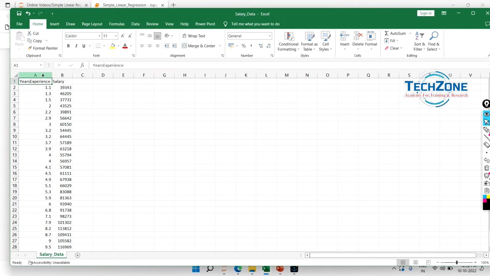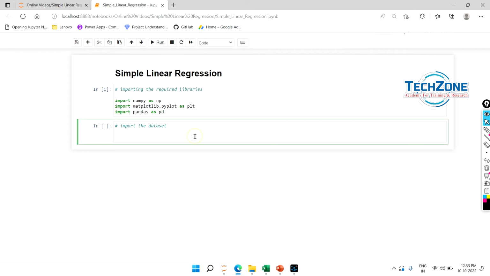These are our x values, independent variables. Based on this years of experience we will predict salary, our dependent variable. So I hope the data set is clear. You understood the data set. Let us import the data set.